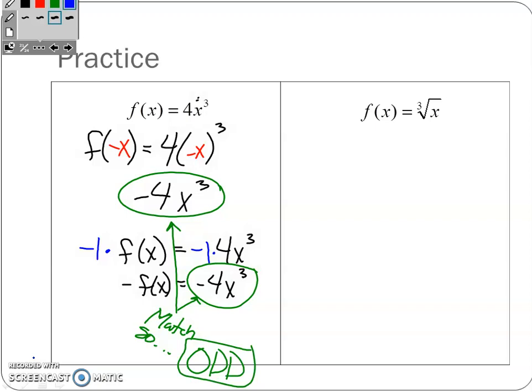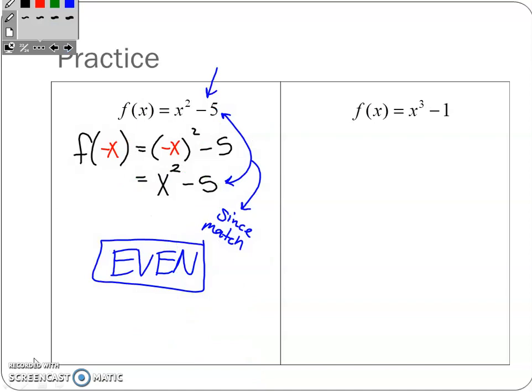Okay? So again, just a quick run through. If these two match, it's even. If these two match, it's odd. Let's try another one here. We're going to go to the next slide. Let's look at this one over here. F of x equals x cubed minus 1.